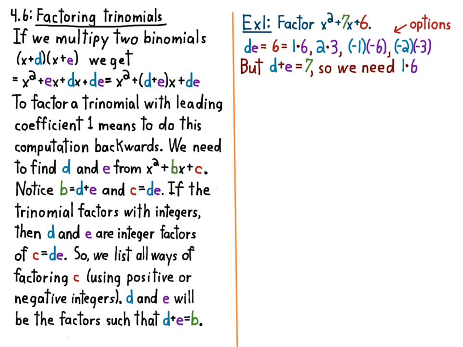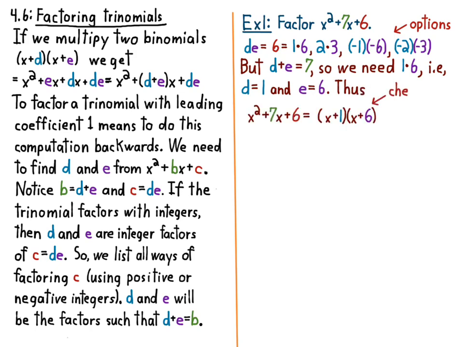So that means that d is 1 and e is 6, so it factors this way: x plus 1 times x plus 6. Factored means it's written as a product. So on the left side of this is a sum of 3 terms. On the right, it's a single term with 2 factors.